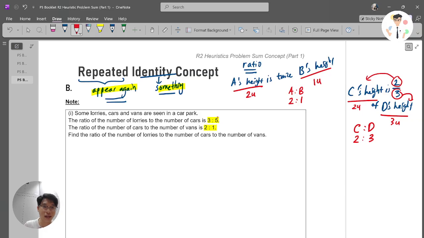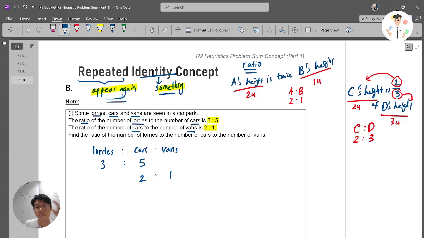Now, let's look at the example here. Some lorries, some cars, some vans are seen in the car park. So now I have lorries, I have cars, I have vans. Now, I'll just use the ratio, okay? We have learned about ratio, right? It's the same thing as a unit. Now, the ratio of lorry to car is 3 to 5. So this is 3 units, this is 5 units. The ratio of car to van is 2 to 1. So this is 2, this is 1.